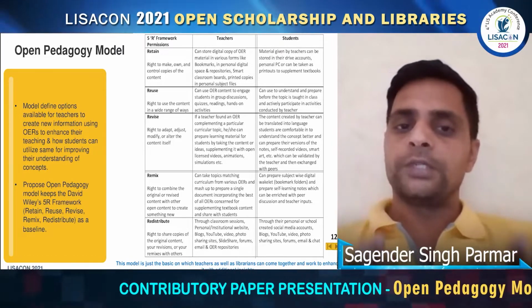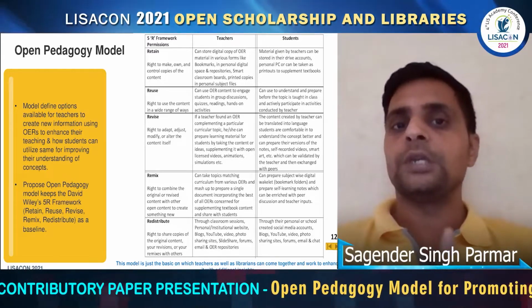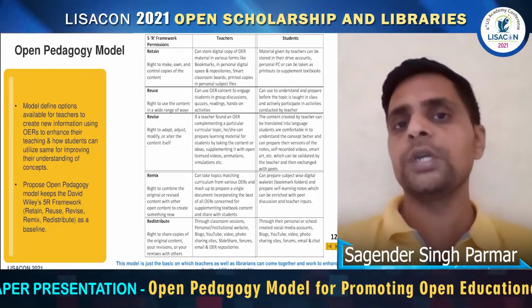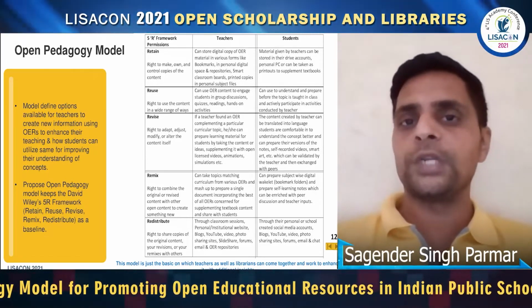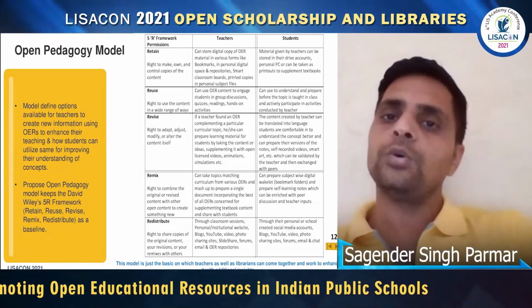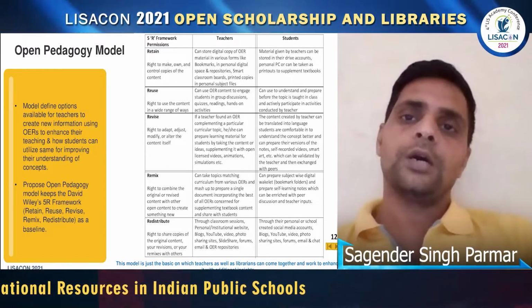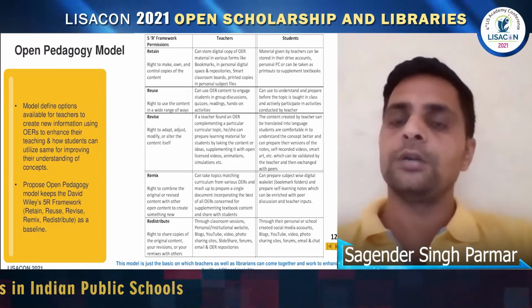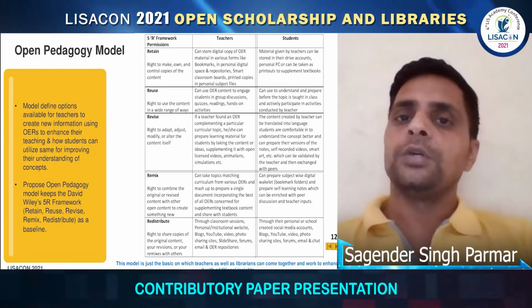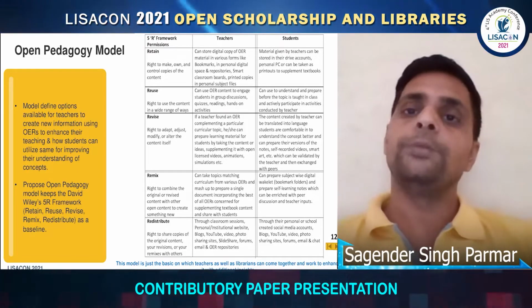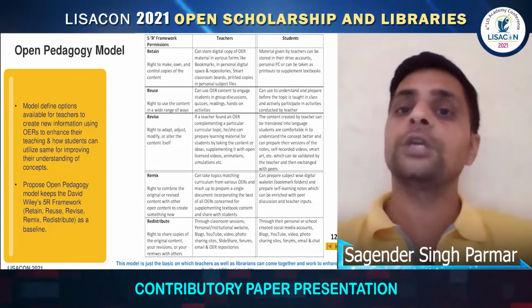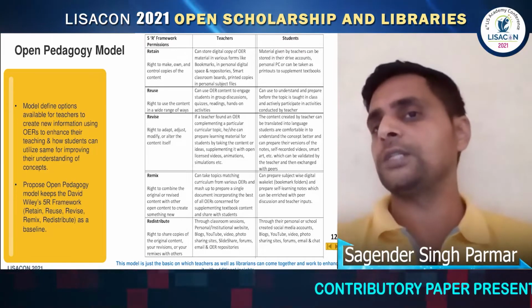If we see it, the first permission says retain. It means the user can retain a copy of the open education resource material. So what can a teacher do, how can they retain it? They can store the digital copy by making a bookmark, preserve it in their repositories, or on the classroom smart boards, or they can take a printout and keep it in their subject files. This is how the teacher can retain.